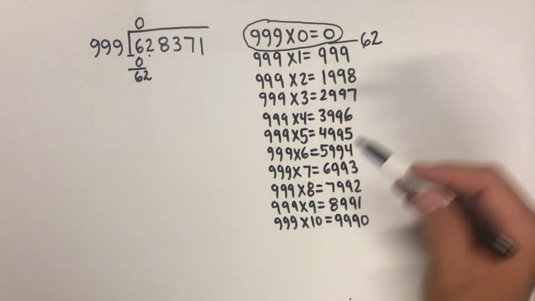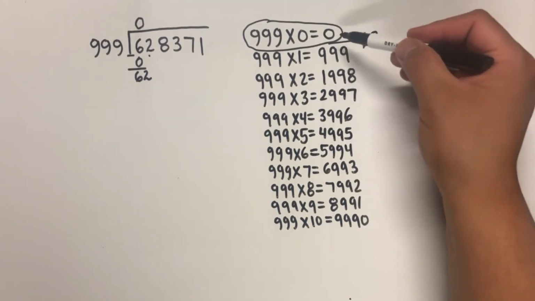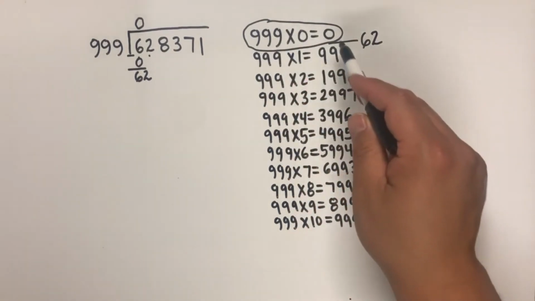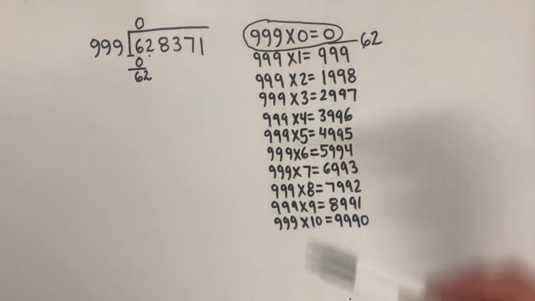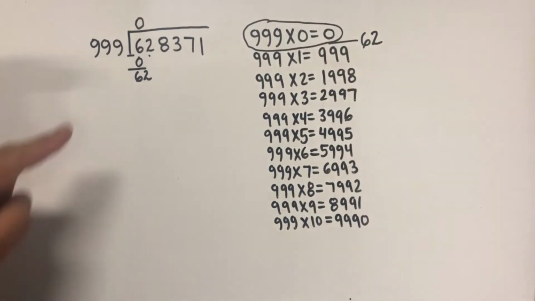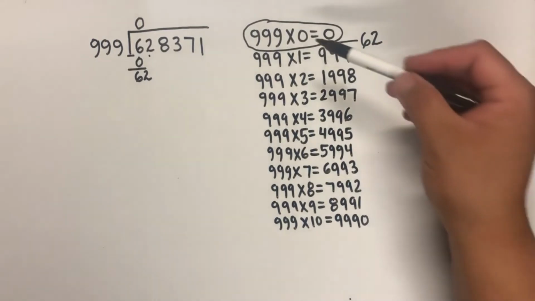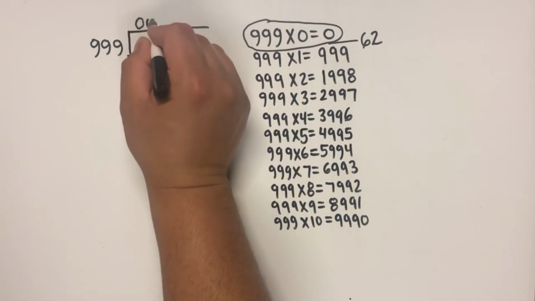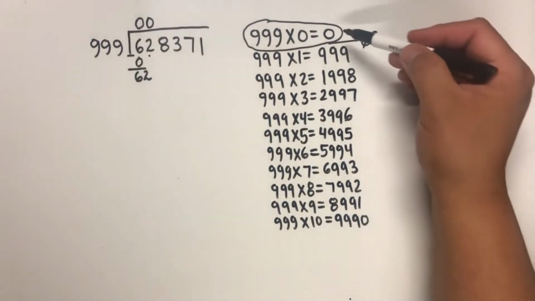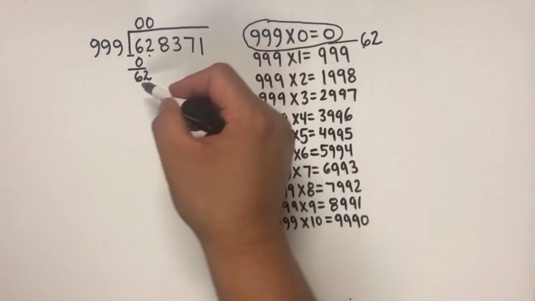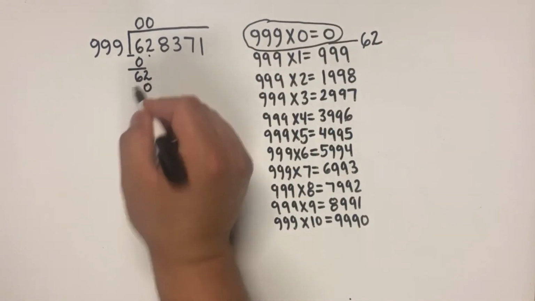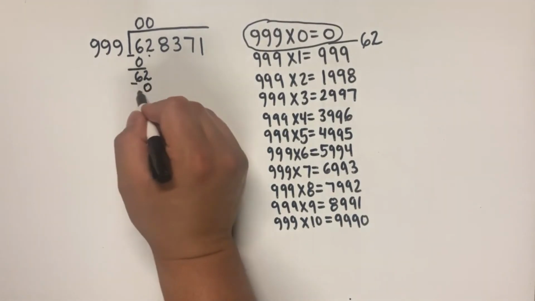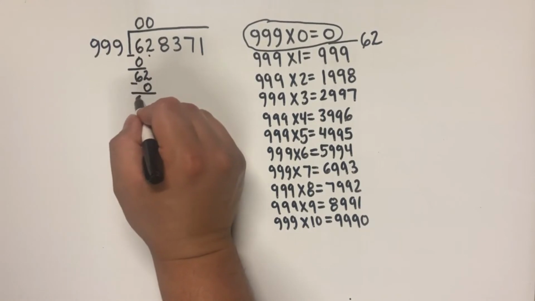That's the number 62. It's in between the number 0 and 999. So once again, I choose the entire expression. 999 times 0 equals 0. And I circle that expression. So the number 999 is this number right here, 999. And that 0 right there goes on top of the number 2. There it is. And that 0 right there goes underneath the number 62. And now I'm going to perform a subtraction of 62 and 0. 62 minus 0 is just 62.